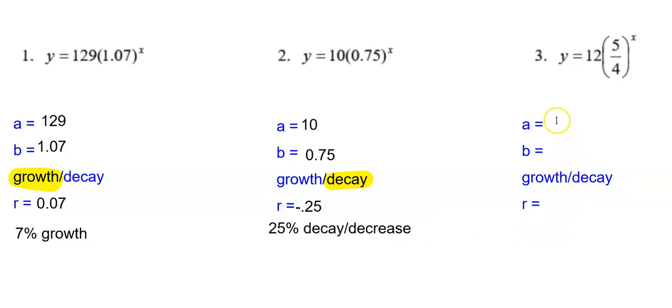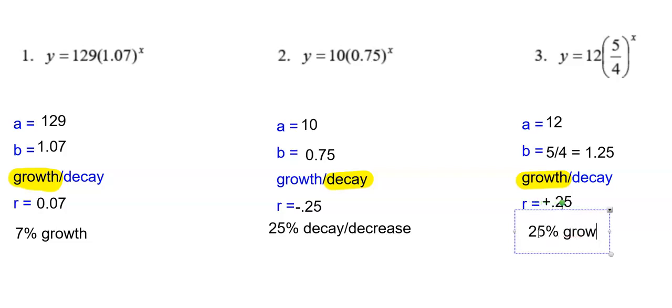Do one more example. In this case, our initial value a is 12, so it's starting at 12, but each time it's growing by 5/4. So 5/4 divided by 4, we know that is equal to 1.25. Since this is greater than 1, then we know that this is a growth. And in this case, I am going to be adding 0.25 to my 1. So this translates to a 25% growth.